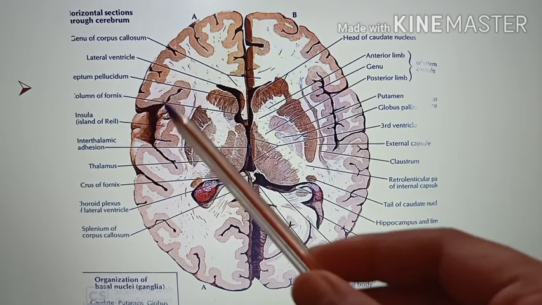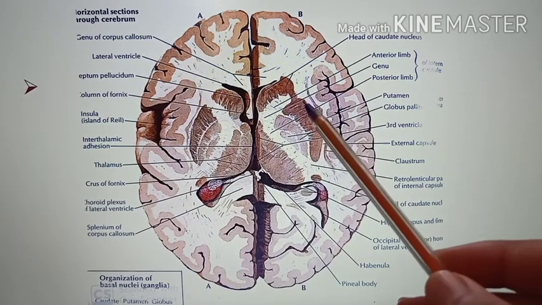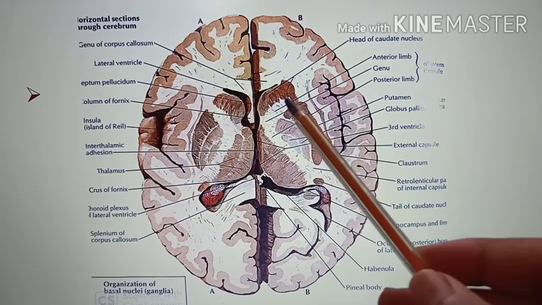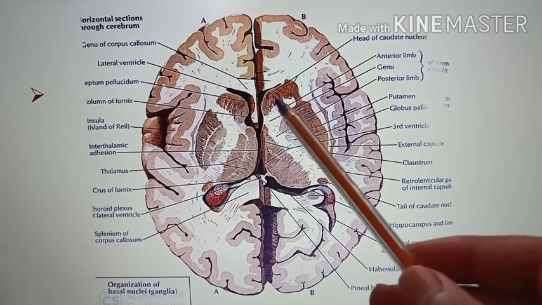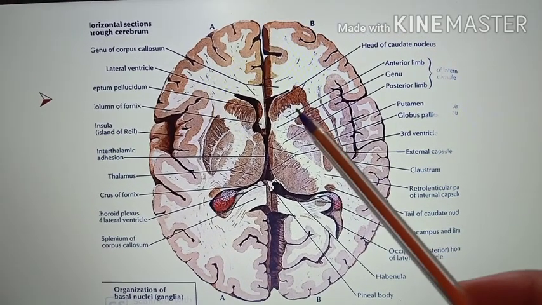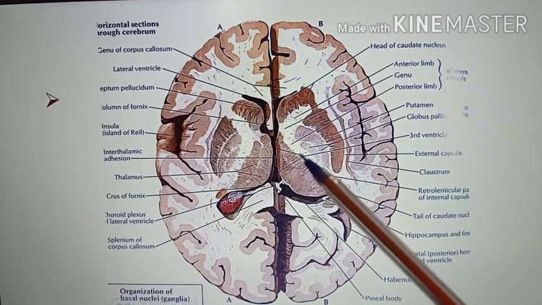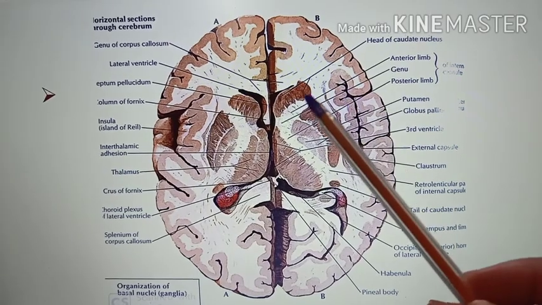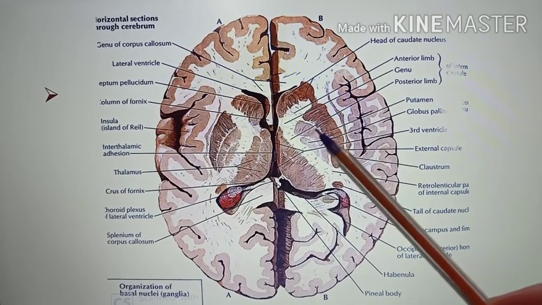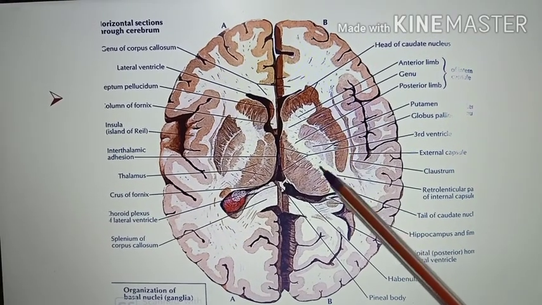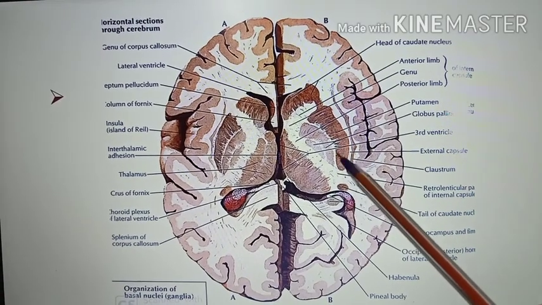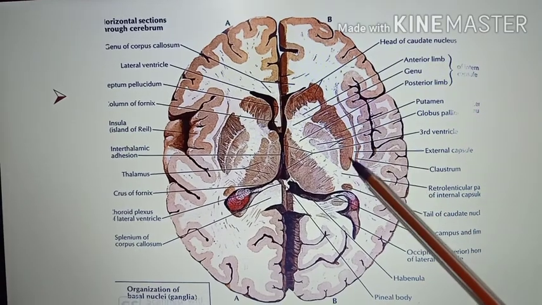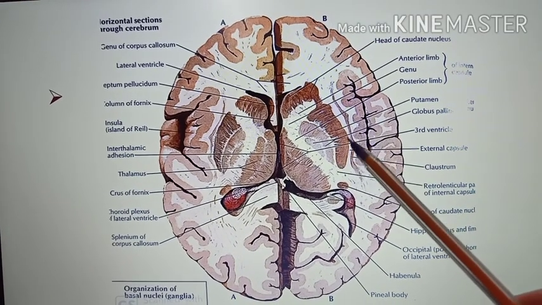So if you see this picture in the section, this is the internal capsule, this is the thalamus, and this is the head of caudate nucleus. You can see the basal ganglia is lying lateral to the thalamus. Here, this is the head of caudate nucleus, and this entire thing is the lentiform nucleus. Here you have the putamen and this is the globus pallidus. And what you have here is called the claustrum.